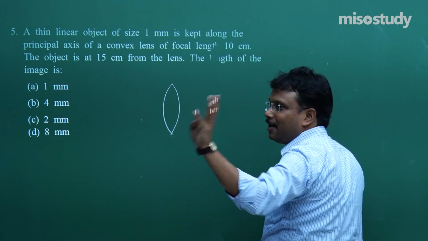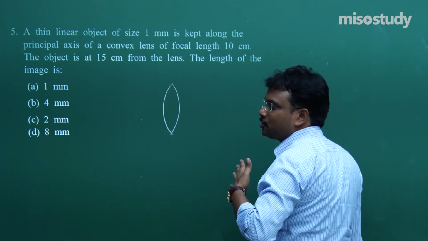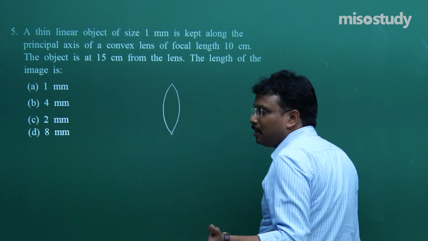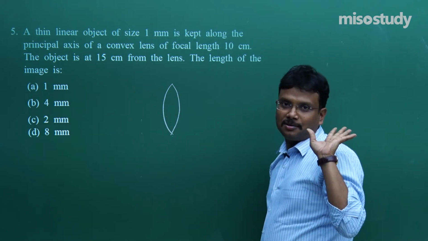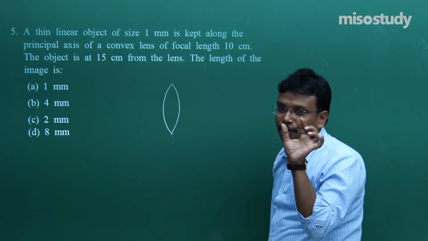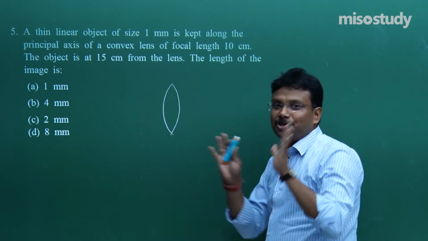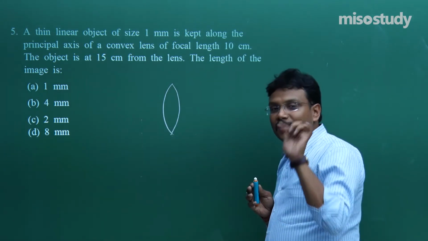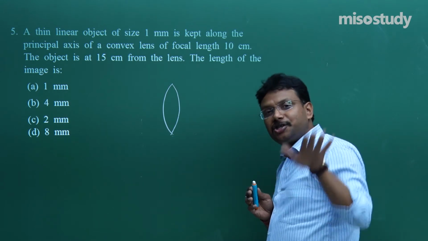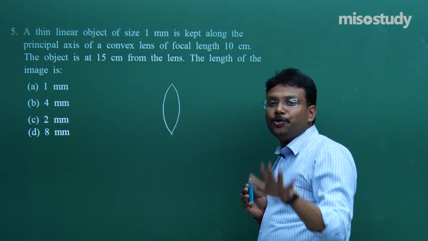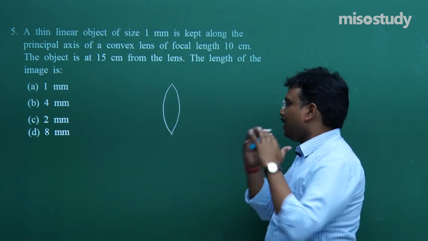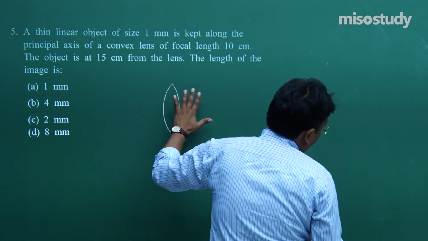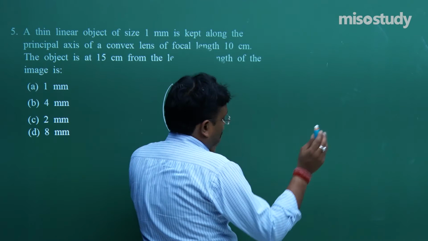U is given, F is given. Is it possible for us to calculate V? Very simple. The length of the image is how much? You have to find the length of the image, not the position of the image. But first we will try to find the position of the image, then I will show you the method of how we can find the length of the image.